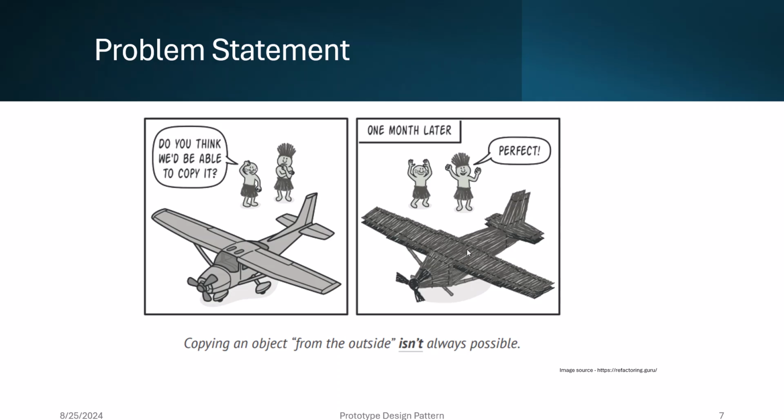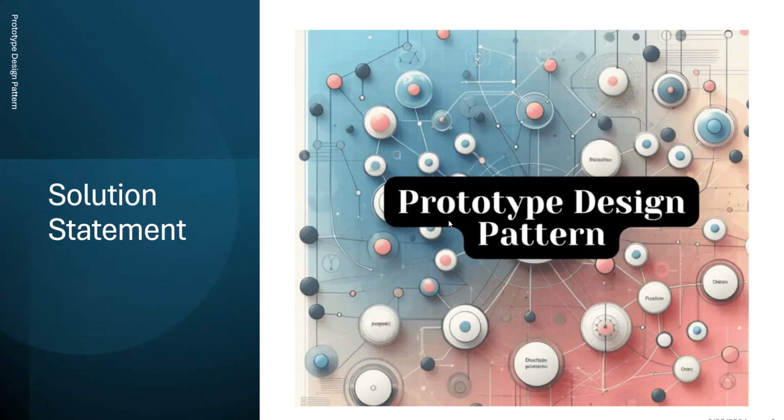Since you must know the object's class to create a duplicate, your code becomes dependent on that particular class. So sometimes you only know the interface that the object follows but not its concrete class. So how to solve this issue, right? The solution is the prototype design pattern.